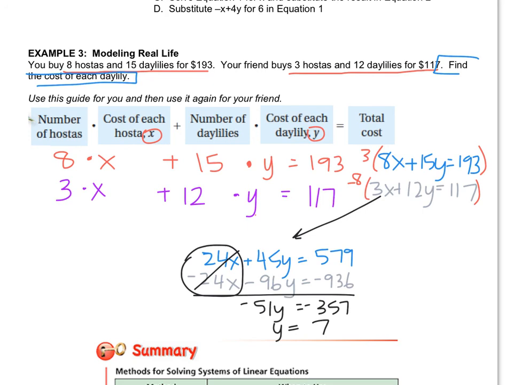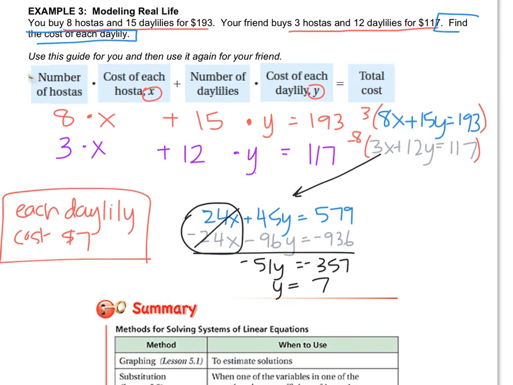But I'm actually not done because I need to say the answer. Because it's a word problem, the answer is not y equals 7. The answer is each daylily cost $7.